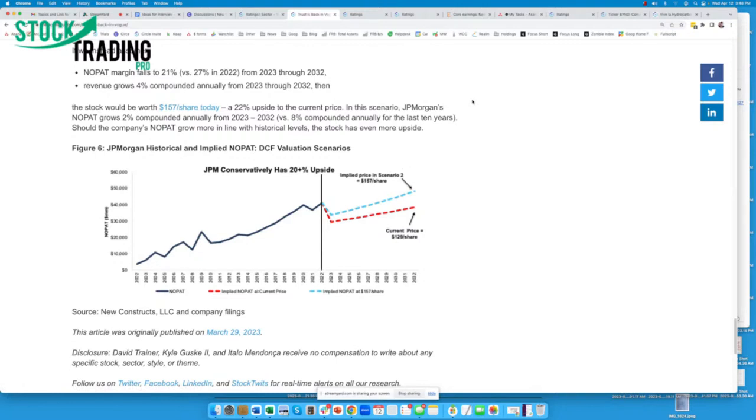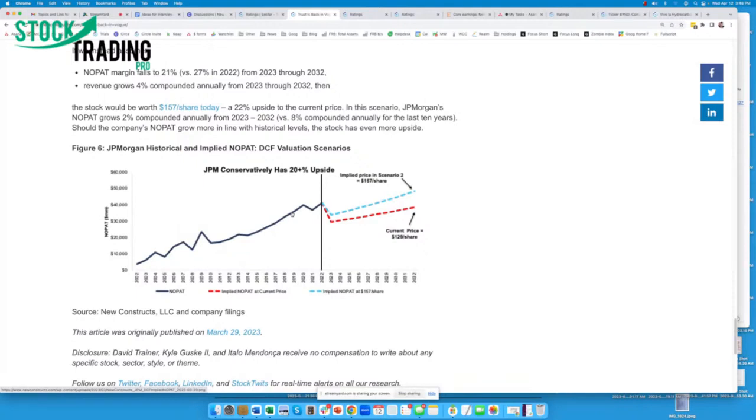JP Morgan, it's the opposite, right? You can see here at the current price of around $129 a share, which is where it was when we wrote this report, I don't remember where it is exactly today, but effectively, the stock price is implying that JP Morgan profits are going to steeply decline and only maybe recover to where they were back in 2018 or 19. So the current stock price is implying a permanent decline in profits.